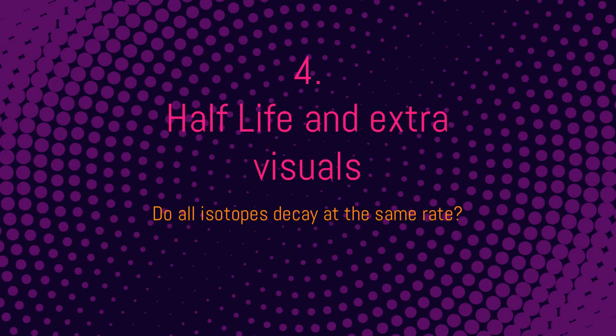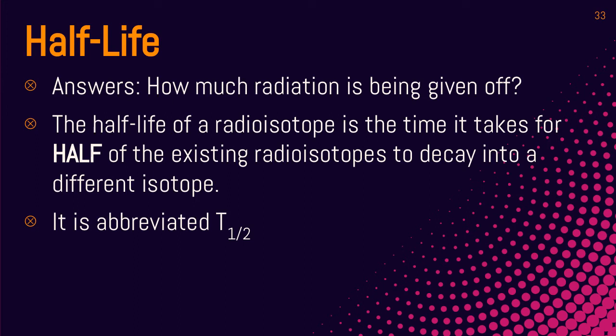Let's talk about half-life. So half-life is important because it answers how much radiation is actually being given off a sample. The half-life of a radioisotope is the time it takes for half of the existing radioisotopes to decay into a different isotope. So basically it tells us, is it decaying really quickly? It's releasing a lot of radiation really quickly with a short half-life, so it's decreasing really rapidly. Or is it decaying more slowly over time and releasing its radiation in slower doses over a longer period of time? And we abbreviate it, as you can see written down at the bottom, as T with a subscript of 1/2. That's our abbreviation for half-life.